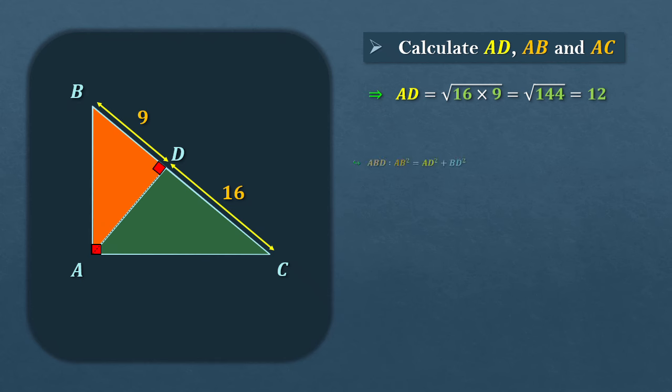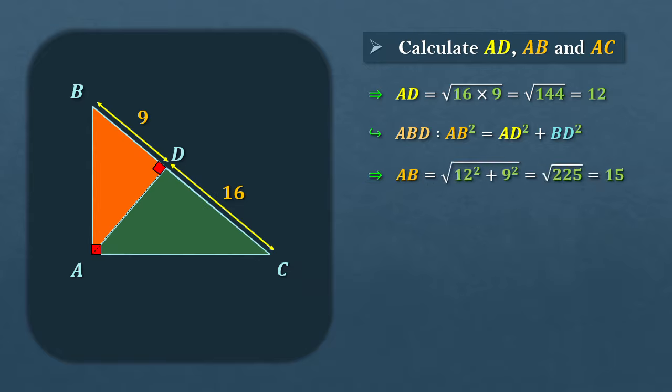Now to compute AB, we apply the Pythagorean theorem to triangle ABD. So the square of the length AB is equal to the square of the length AD plus the square of the length BD. By substitution, we obtain AB equals the square root of 12 squared plus 9 squared, which equals the square root of 225. This gives AB equals 15 units.